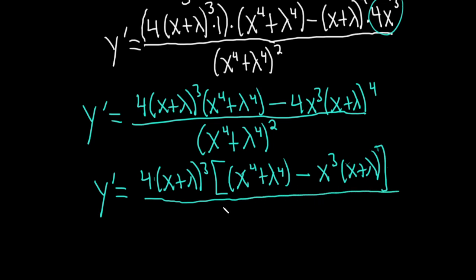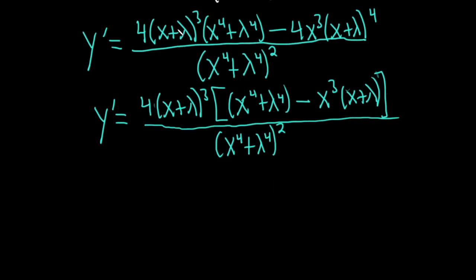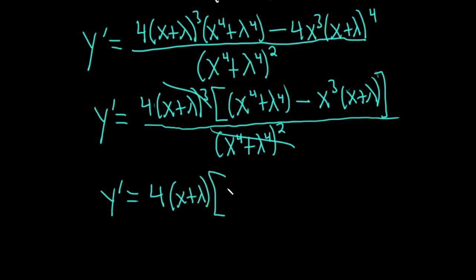All of this is divided by x to the 4th plus lambda to the 4th, and this is squared. And look what happens here. We get some cancellation, right? Boom. Oh, wow. We get a lot of cancellation here, right? And this goes away completely, so we get y prime equals 4 x plus lambda. And what do we have here? We have x to the 4th plus lambda to the 4th, right? Because we can drop the parentheses.